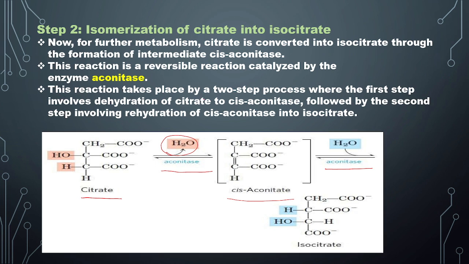This reaction takes place by a two-step process where the first step involves dehydration, removal of a water molecule from citrate, and forms aconitic acid, followed by the second step involving rehydration, again adding another molecule of water to this aconitic acid to form isocitrate.